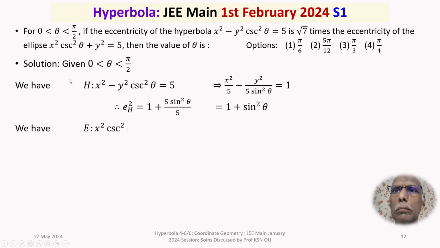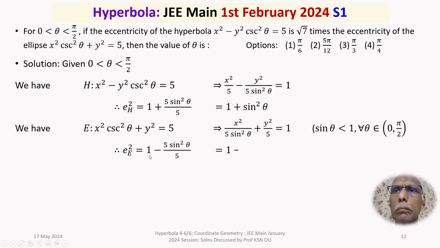Agreed. Let's take the given ellipse E given by x square cosecant square theta plus y square is equal to 5. Divide throughout by 5 and write for cosecant square theta 1 by sine square theta. Then you will get x square by 5 sine square theta plus y square by 5 is equal to 1. Right. Now, remember theta belongs to the open interval 0 to pi by 2, so sine theta will be less than 1. So for x square by a square plus y square by b square, A will be less than B, that is B greater than A. So EE square will be equal to 1 minus 5 sine square theta by 5, A square by B square, correct? And 5 cancels, and it all depends on this, 1 minus sine square theta.